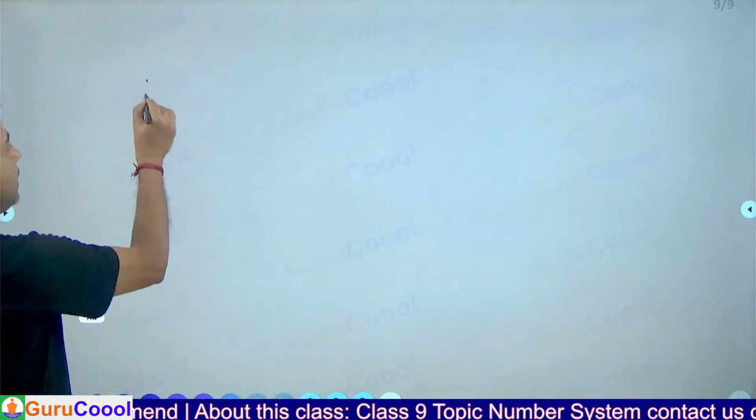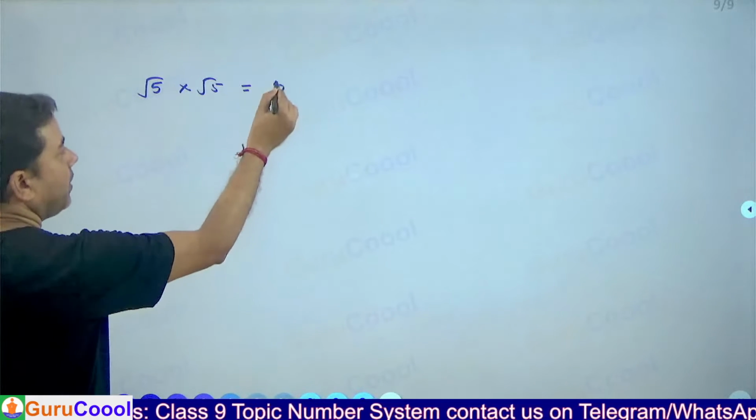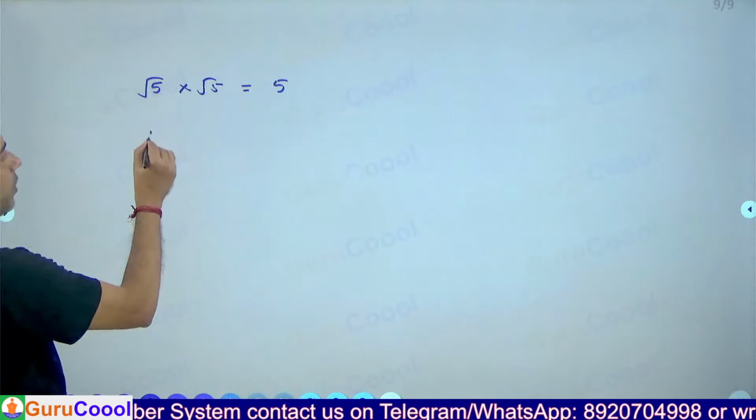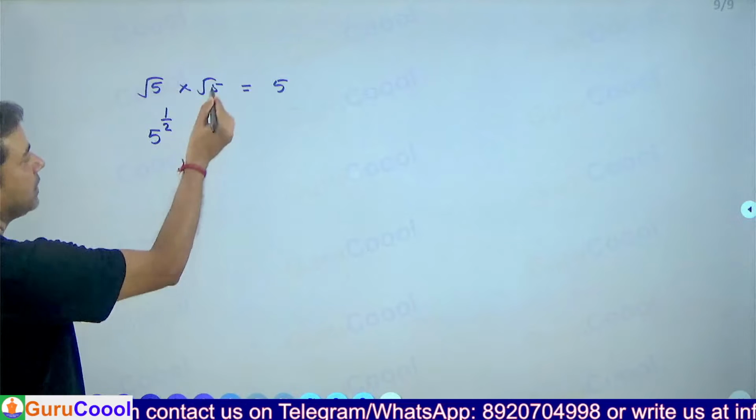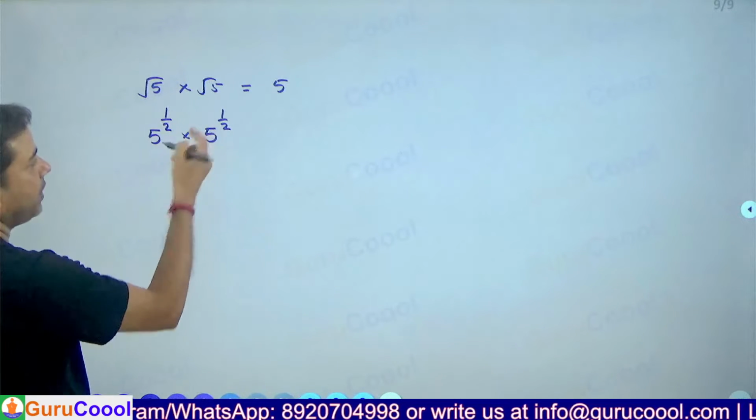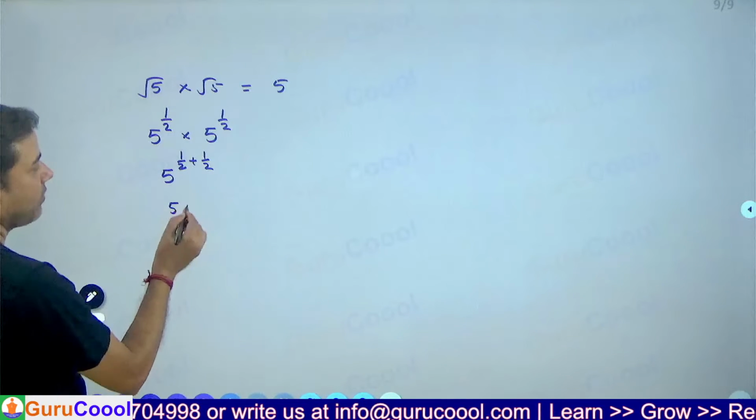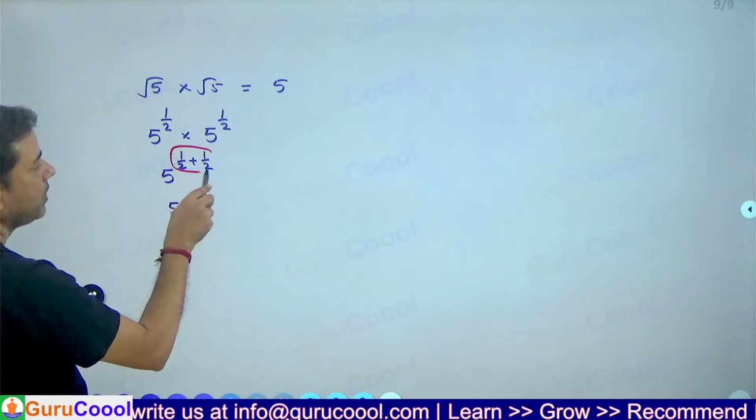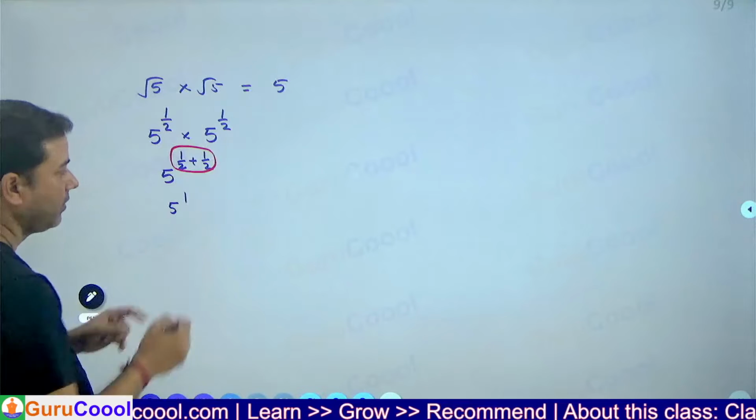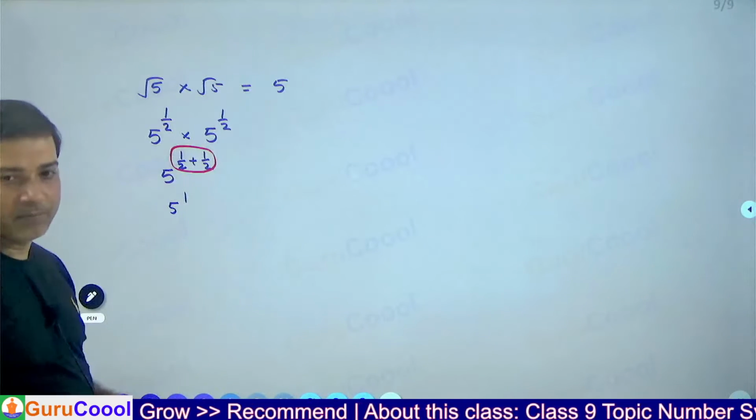See, you said root 5 and root 5. Of course, it is 5. I agree with you. But see what the way says. This is equal to 5 raised to the power 1 by 2. This is equal to 5 raised to the power 1 by 2. Same base, same powers. You will add the powers together. So 5 raised to the power half plus half. Half plus half, 1. That is 5. This is how 5 comes.